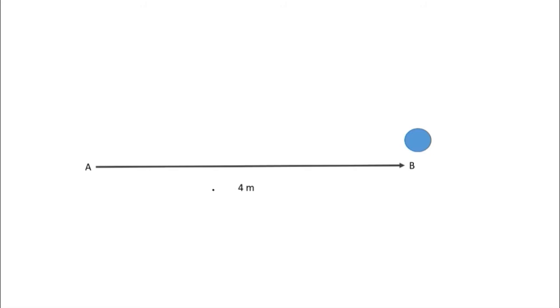Let us take one example here, and let's say that a body is changed in its position from position A to position B, and that is almost equal to 4 meter. In this case, what is the distance? Distance is the actual distance traveled. It's a straight line distance, which is given here as 4 meters. So the distance traveled obviously will become 4 meter.